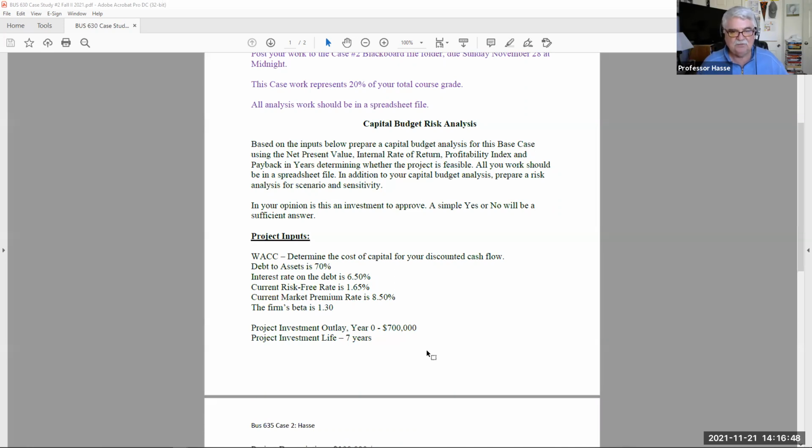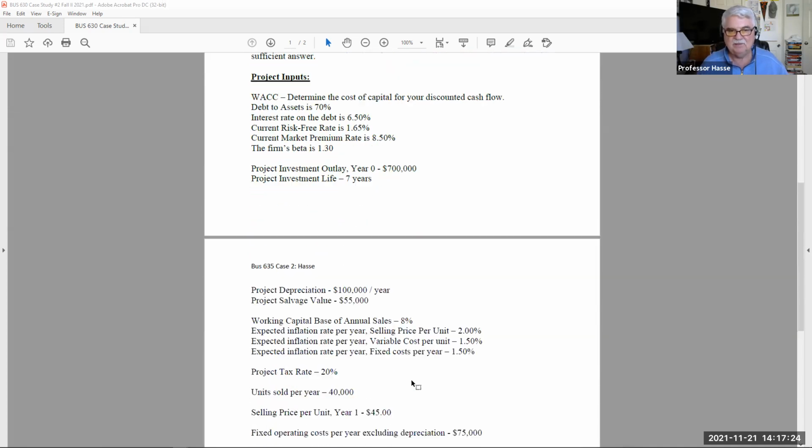Before you even begin the project, you have to determine the cost of capital with a debt to assets of 70%, an interest rate on the debt of 6.5%, a current risk-free rate of 1.65%, a current market premium of 8.5%, and a beta of this specific company of 1.3. Prepare the after-tax cost of debt, prepare the cost of equity, weight it to the capital structure, and you get your weighted average cost of capital, or your discount rate for your problem. And then you begin the analysis.